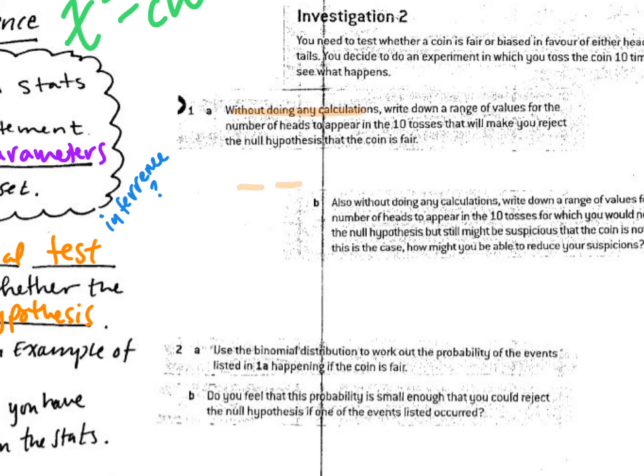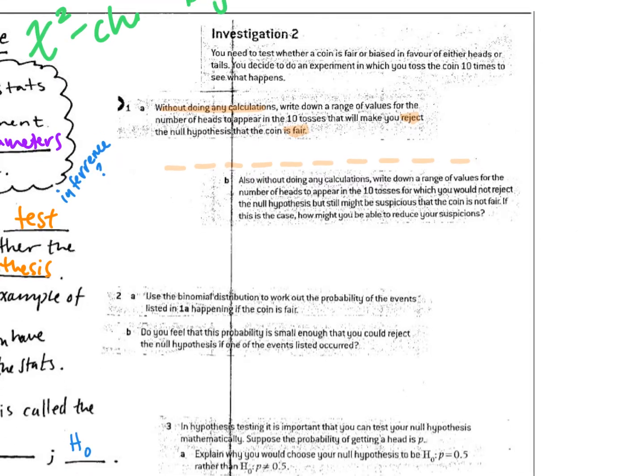So if I have 1, 2, 3, 4, 5, 6, 7, 8, 9, 10, it can't all be tails. They can't all be heads, right? So you're going to come up with a value that would mean that it's fair or not fair, or reject.